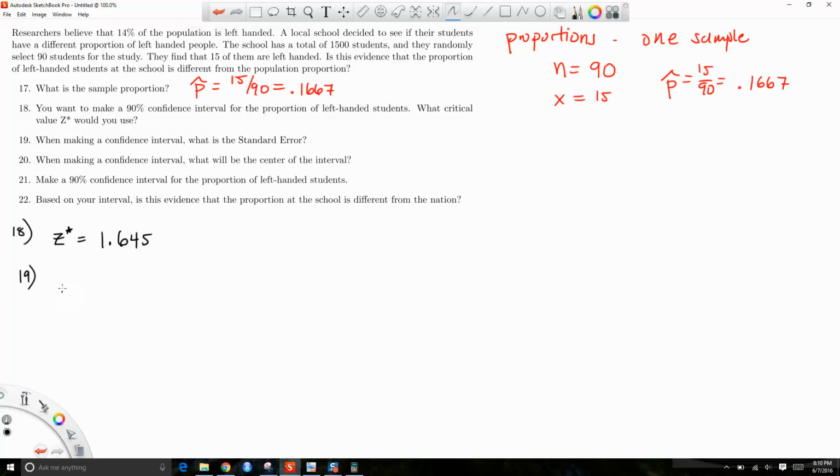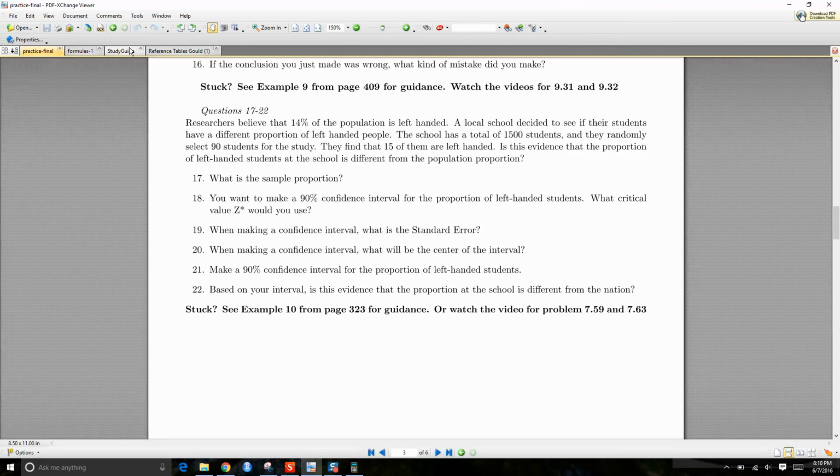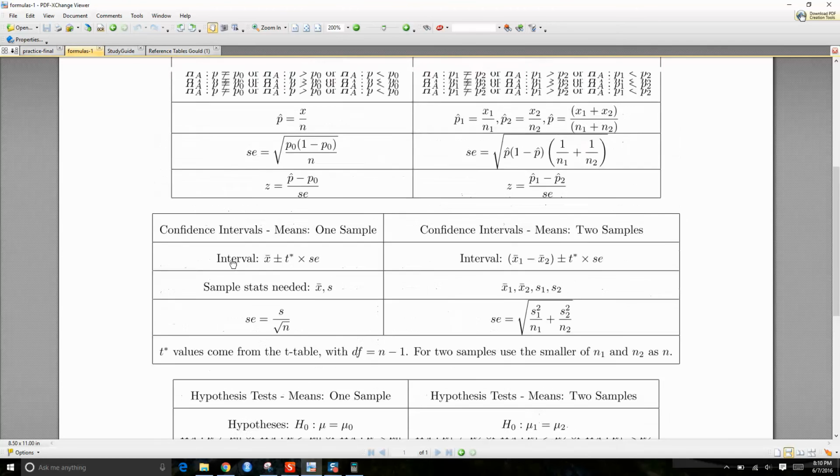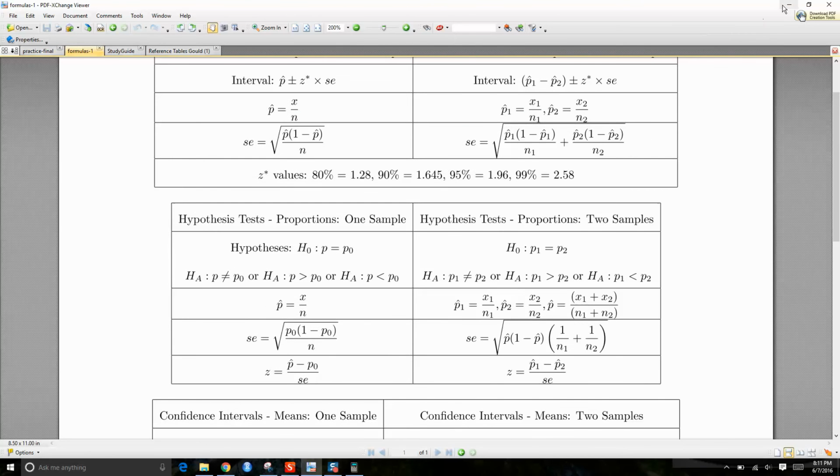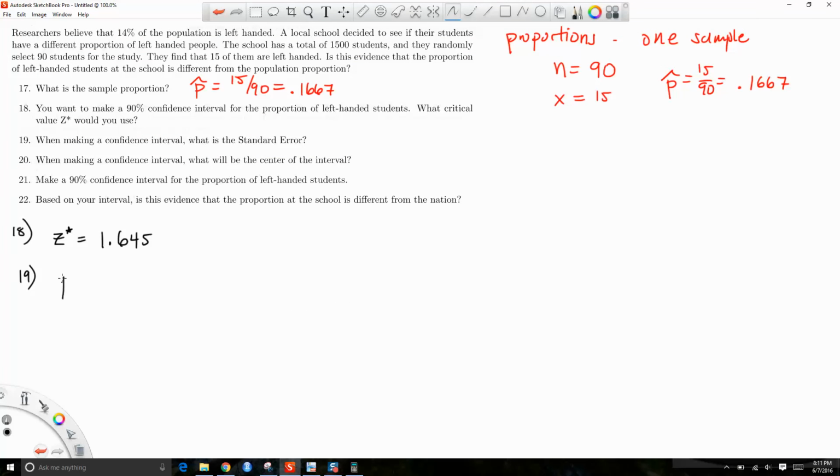As far as number 19 goes, what's our standard error? You can look at the formula sheet, or the study guide, and it says for the confidence interval, it's going to be the square root of p hat times 1 minus p hat over n. So here we're going to use 0.1667 and 1 minus 0.1667. We're not using 0.15.